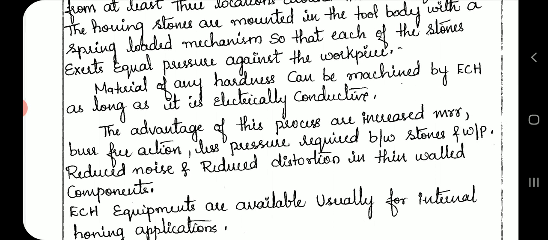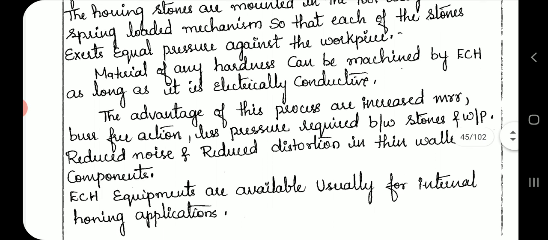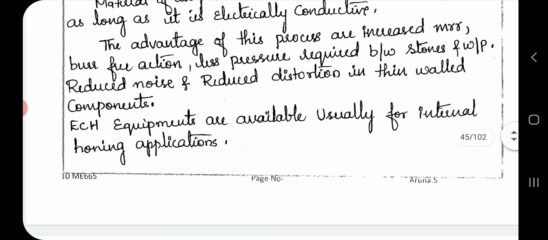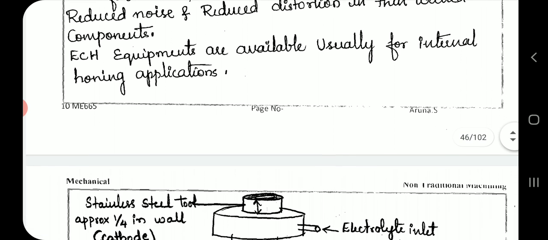The advantages of this process are increased material removal rate, burr-free action, less pressure required between stones and workpiece, reduced noise and reduced distortion in thin-walled components. ECH equipment is available usually for internal honing applications.